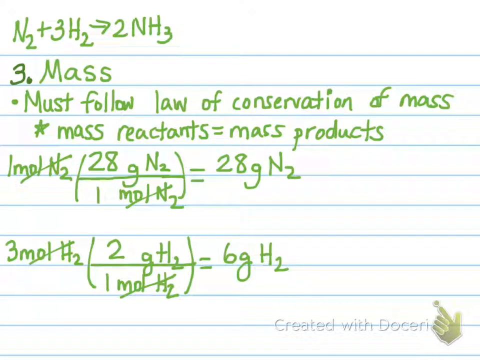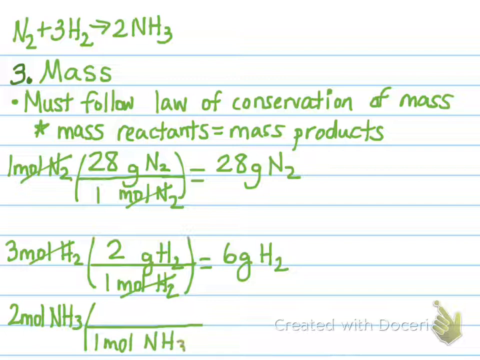So that's the mass of my reactants. I need to figure out the mass of my product. So I have 2 moles of ammonia, again using my coefficient on my balanced chemical equation. 1 mole of ammonia, again I'm going to use the molar mass for ammonia to figure out how many grams of ammonia I have. So again, nitrogen was 14. And each hydrogen is 1, so that makes a mass of 17. Okay? And 17 times 2 is 34.